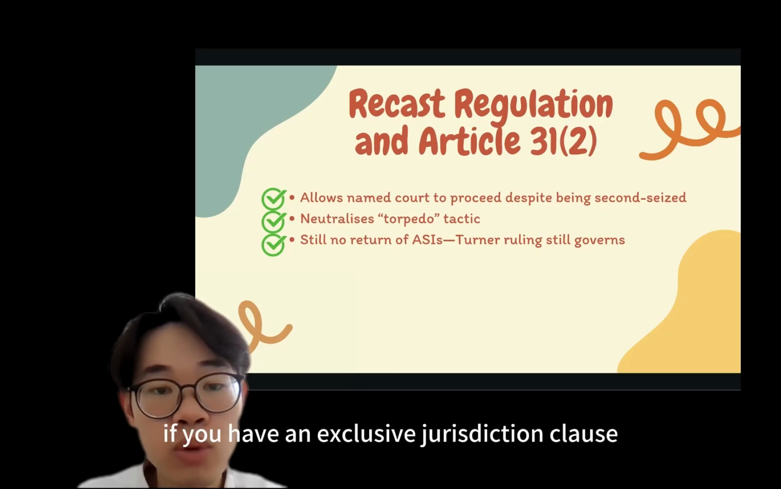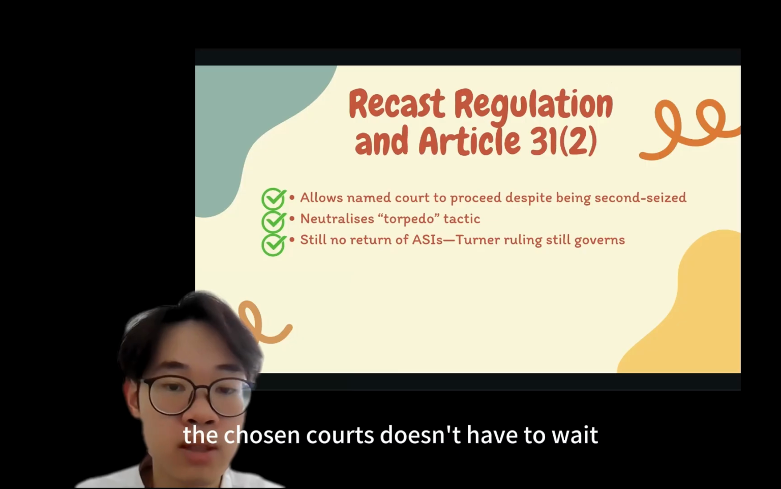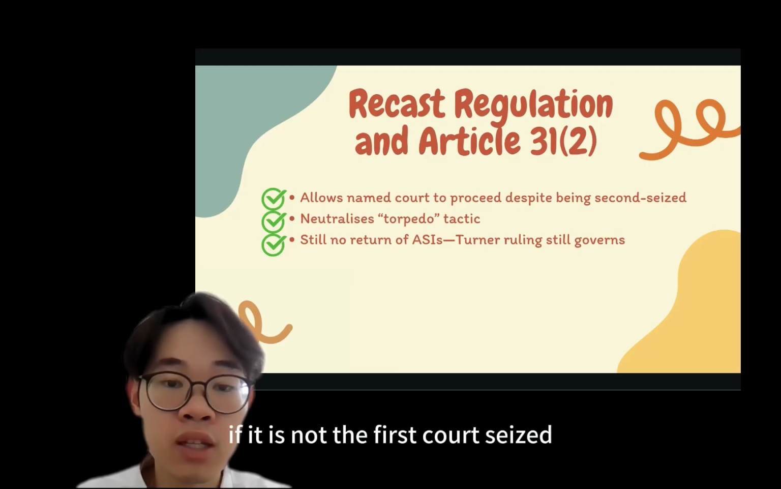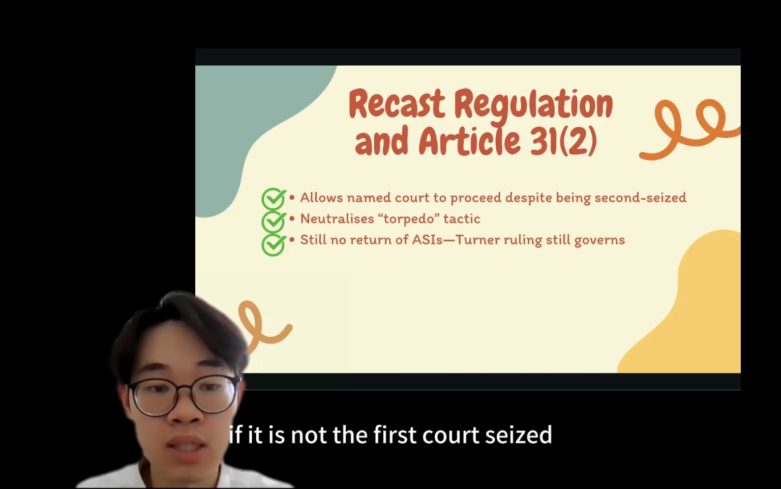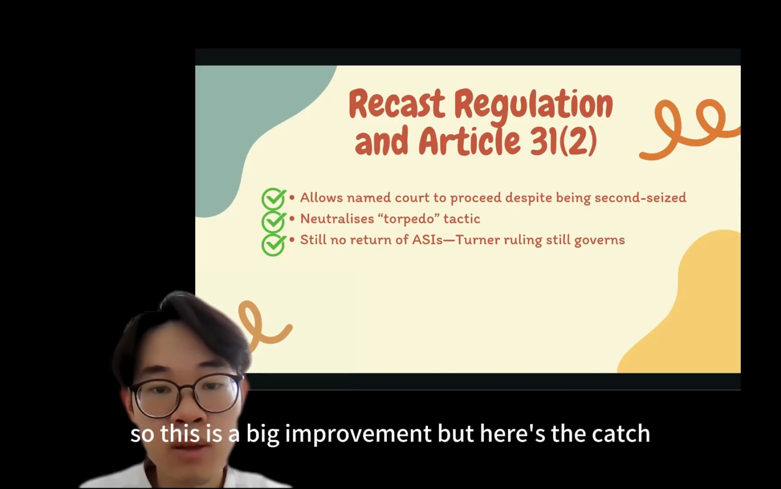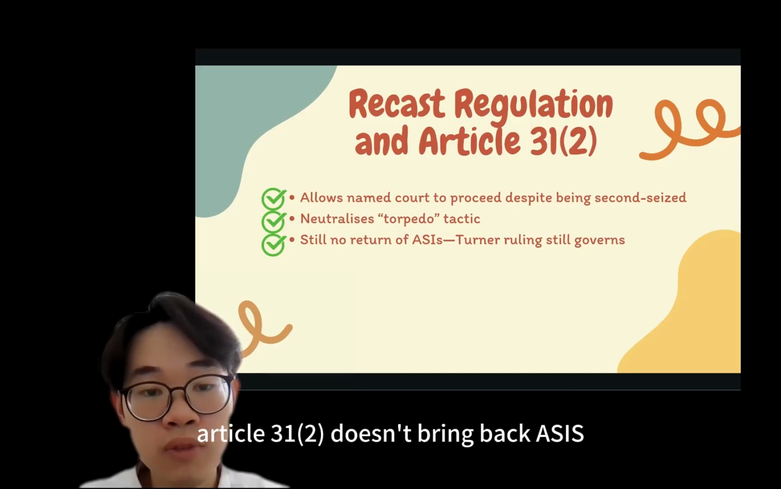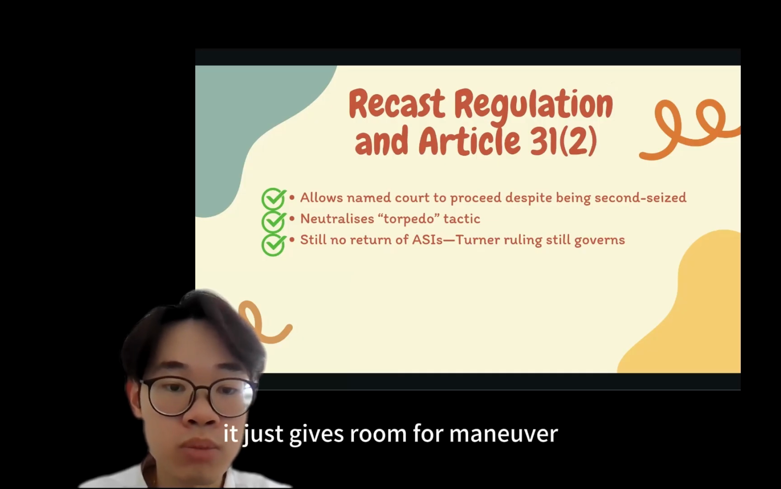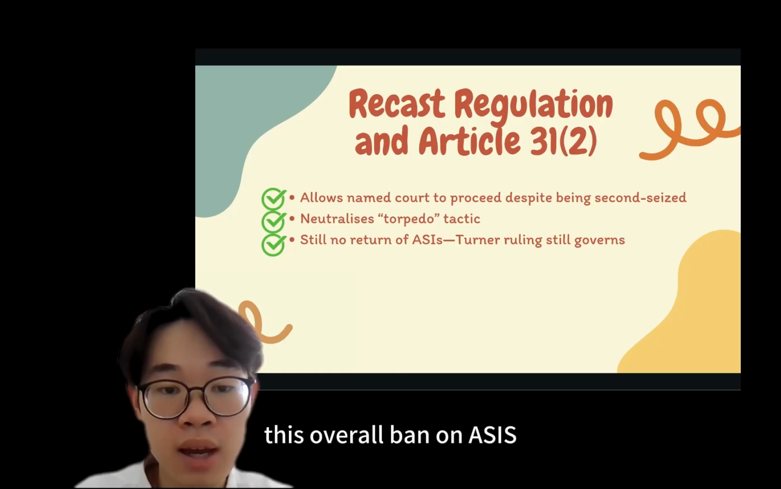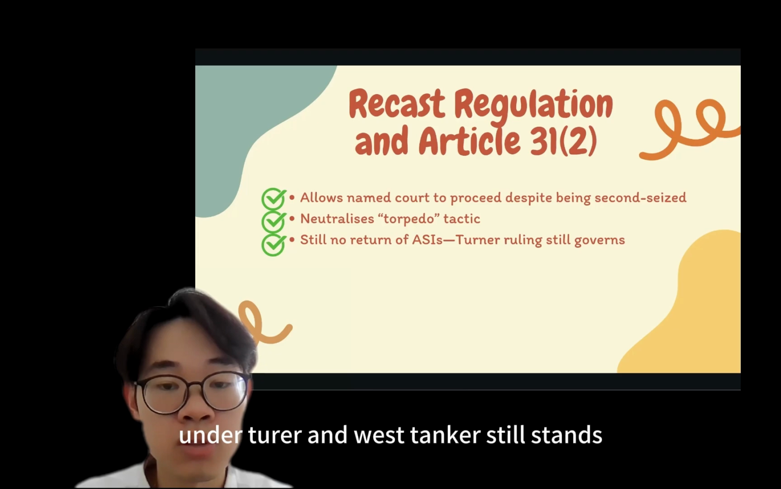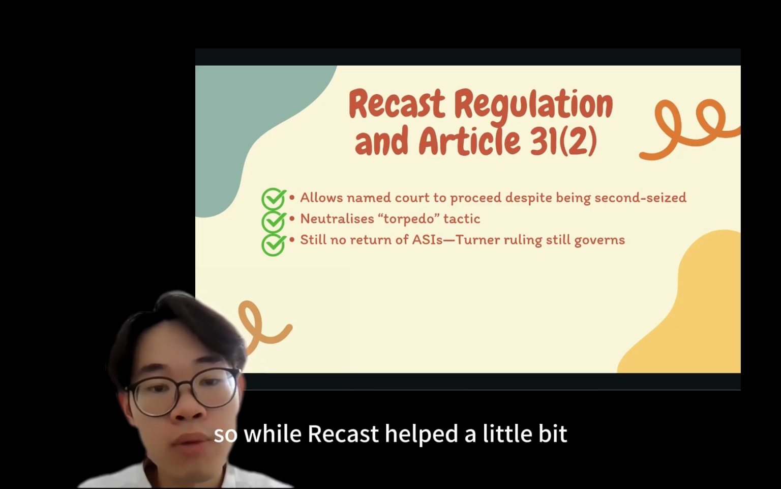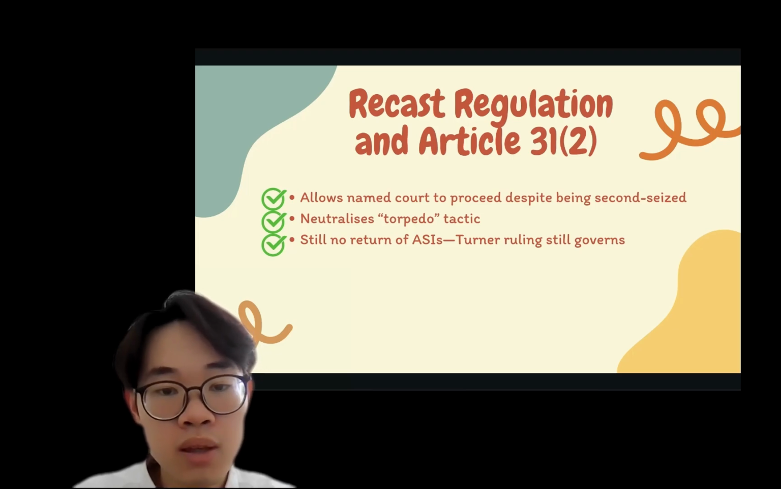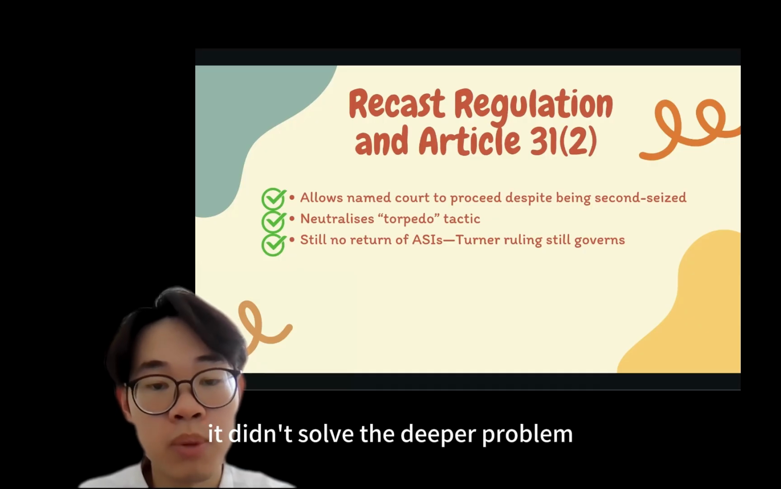It says that if you have an exclusive jurisdiction clause, the chosen court doesn't have to wait. It can go ahead even if it is not the first court seized. So this is a big improvement, but here's the catch. Article 31, Clause 2 doesn't bring back ASIs. It just gives room for maneuver. The overall ban on ASIs under Turner and West Tankers still stands. So while the recast helped a little bit, it didn't solve the deeper problem.